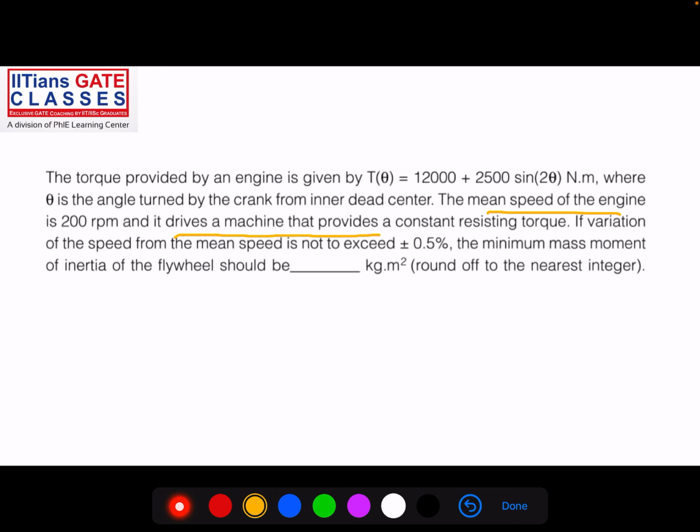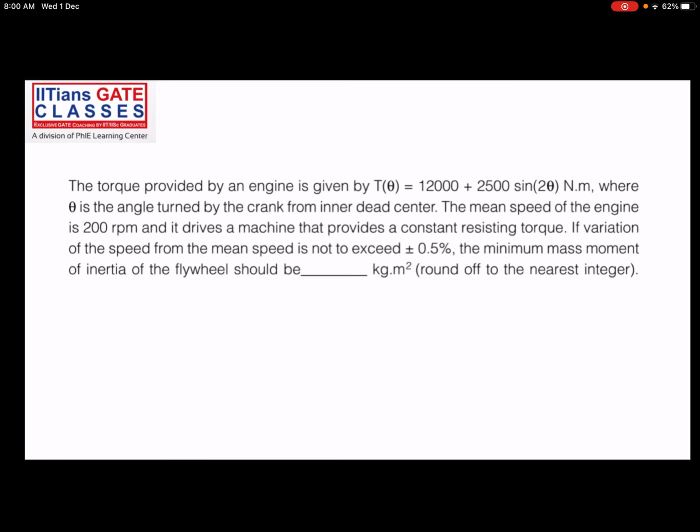It drives a machine that provides a constant resisting torque. The variation of speed is plus minus 0.5%, so you are given the value of CS. Torque is given, N is 200 rpm, and CS is plus minus 0.5%. So this is 0.5 divided by 100, which basically is 0.005.